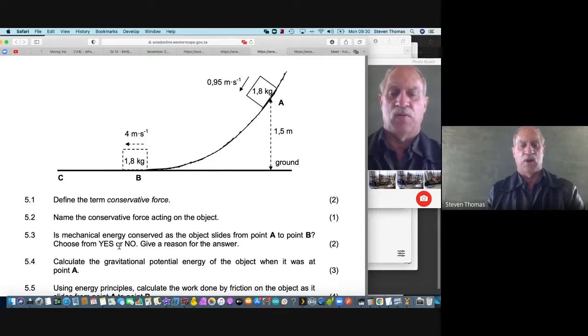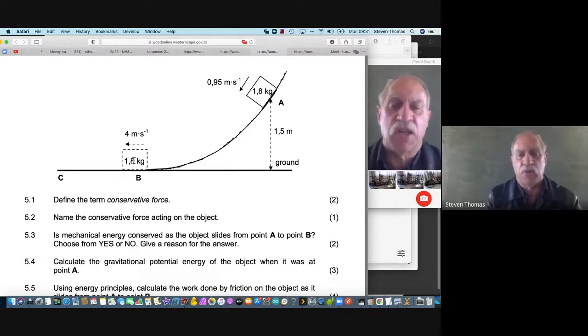So the answer would be, is it conserved? No, because there is a non-conservative force of friction. They tell us that this is rough, and we can see that it's rough. So the sum of the potential and kinetic energy at the top is not equal to the sum of the potential and kinetic at the bottom.